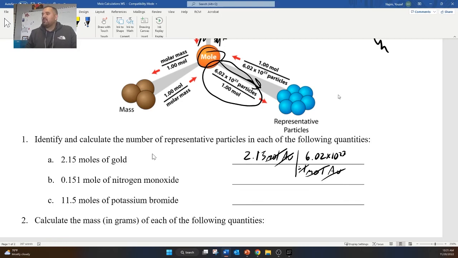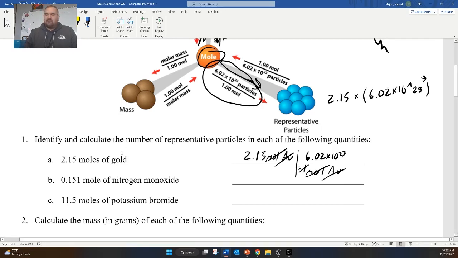The 1 doesn't affect anything, so the number stays the same. And then when we plug it into our calculator, it's going to be 2.15 times, open parentheses, 6.02 times 10, caret 23, close parentheses. So I'm going to give you all 20 seconds. I want y'all to give me an answer to this one.